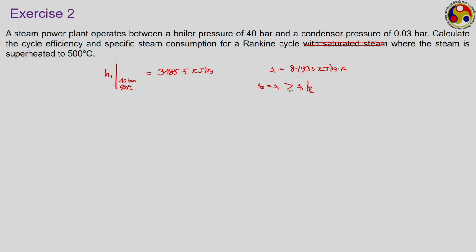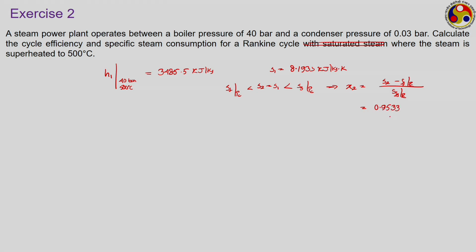But in this situation, if you do the calculation or if you check the table, then you will find that your S2 is restricted between Sf corresponding to Pc and Sg corresponding to Pc, which shows that S2 is on the mixture side. So, we can easily calculate X2. X2 will be equal to S2 minus Sf corresponding to the condenser pressure divided by Sfg, and your X2 will be coming to be equal to 0.9533.